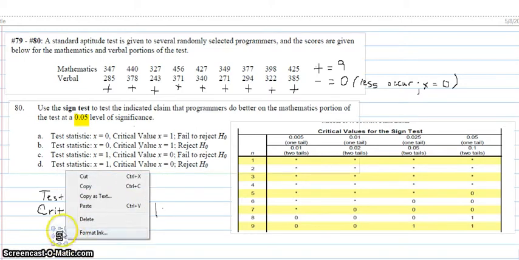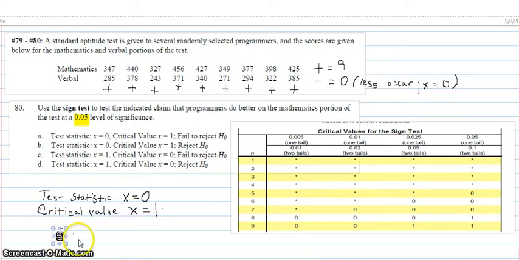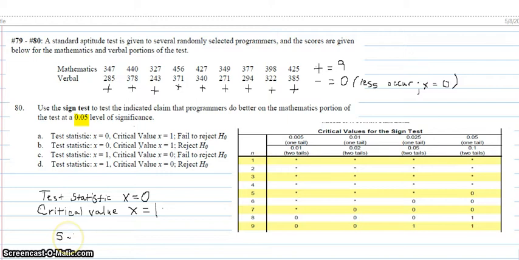So since 0 is less than 1, reject H0. And so that would mean then our correct answer would have to be B. Reject H0.